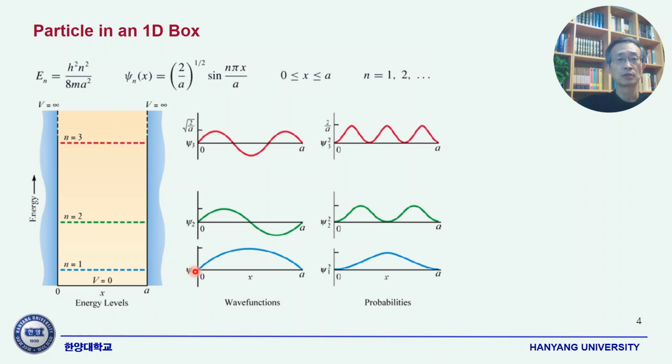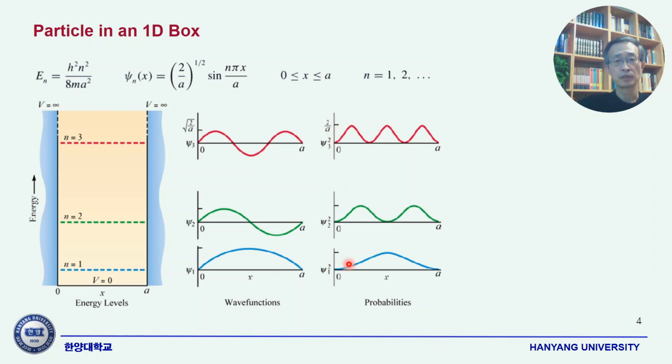So this is your psi 1, which is sine pi x over a. This is sine 2 pi x over a. This is sine 3 pi x over a. Now, this is the probability amplitude. Your probability is the amplitude squared, so you square it. What you have is 2 over a times sine squared n pi x over a. That is what you plotted here.